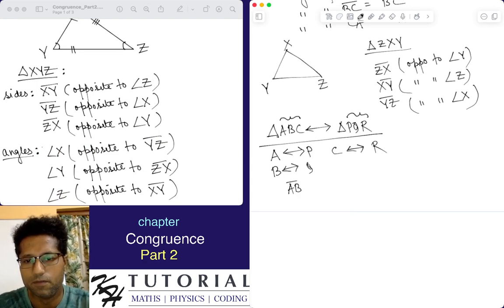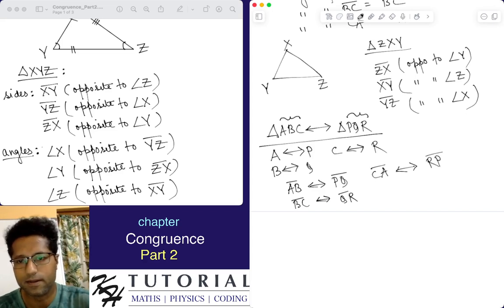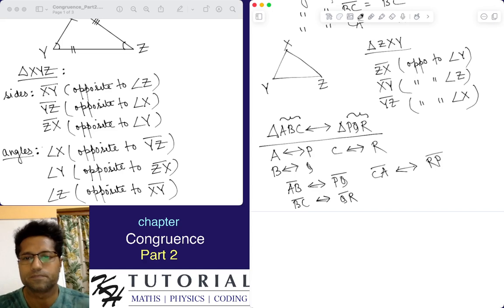So AB will be mapped with PQ, and BC will be mapped with QR, and CA will be mapped with RP. So this is how we get the mappings of the vertices and the sides of these two triangles when we express a mapping between the triangles ABC and PQR, where the naming of the two triangles is very important. That is, the order of the letters of the two triangles.